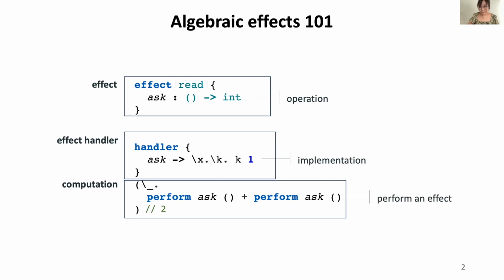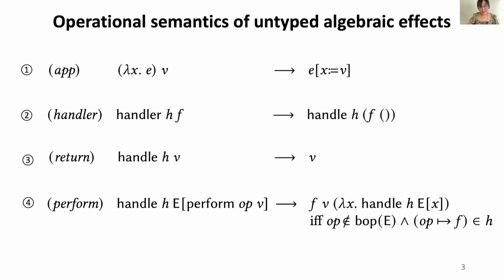Reader is one of the simplest examples for algebraic effects. But in practice, we can also have more complex examples where we can never resume, as in exceptions, or resume multiple times, as in non-deterministic programs. This page gives the essence of the untyped semantics of algebraic effects. But please don't get scared. While being formal, the operational semantics is quite intuitive, and we will go through the rules one by one.